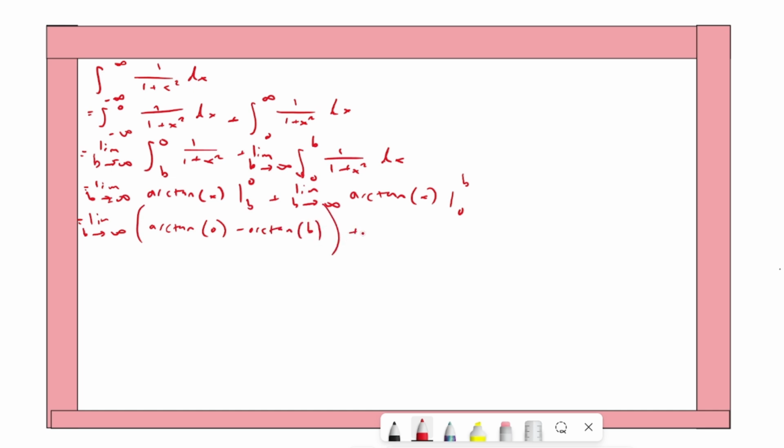And then we're going to add another limit. We're going to do the same thing for this second part. So it's going to be the limit as b goes to infinity of the arctangent of the top number, b, minus the arctangent of 0. Very similar, right? We're just flipping it because we're dealing with two sides of infinity with our integral. This is where students start to get stuck a little bit, because you have to remember trig for this to make sense.